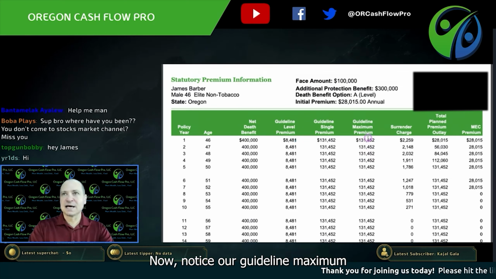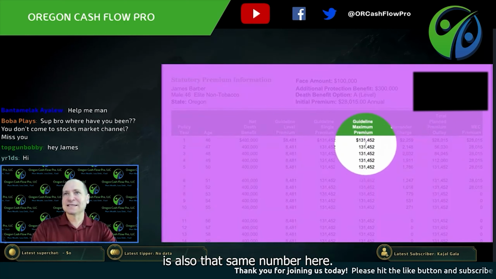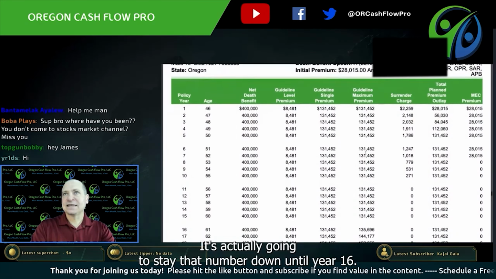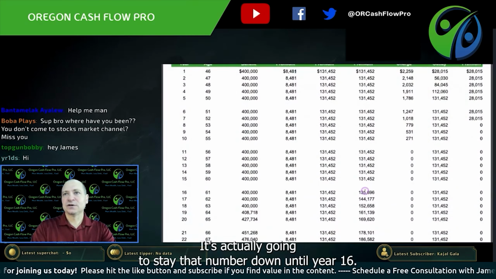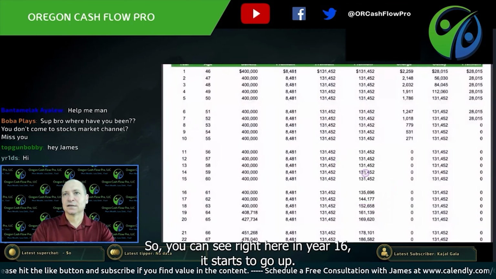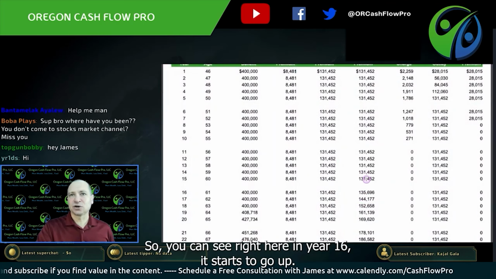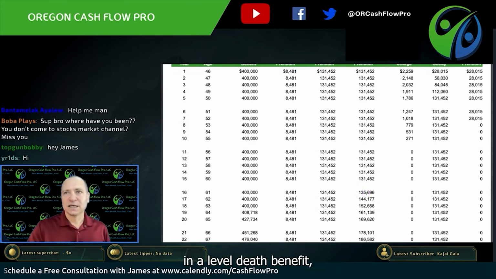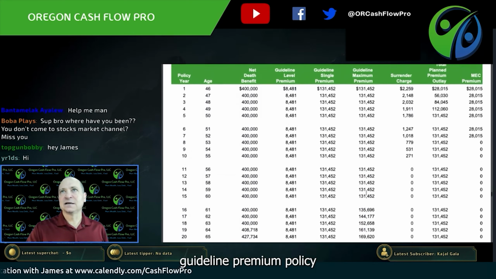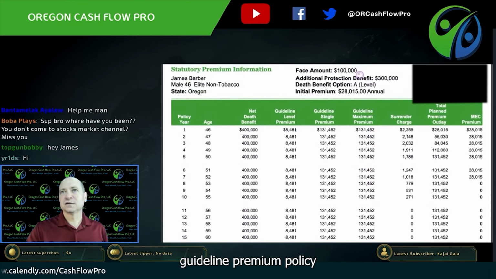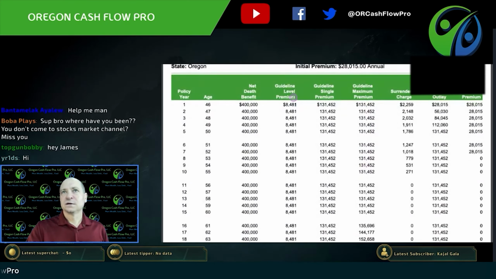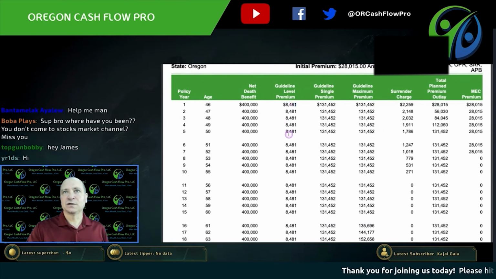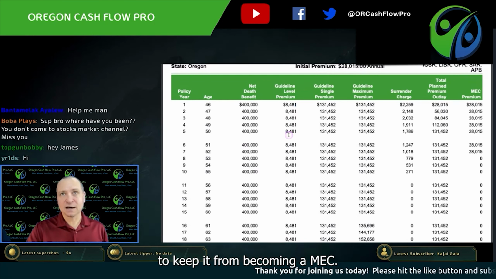Now, notice our guideline maximum is also that same number here. It's actually going to stay that number down until year 16. So you can see right here in year 16, it starts to go up. So how the MEC limit is determined in a level death benefit guideline premium policy is $8,481 is the most you can put in each year to keep it from becoming a MEC.